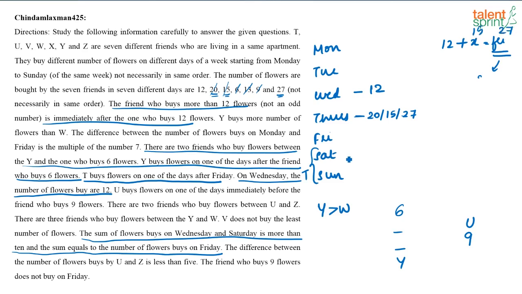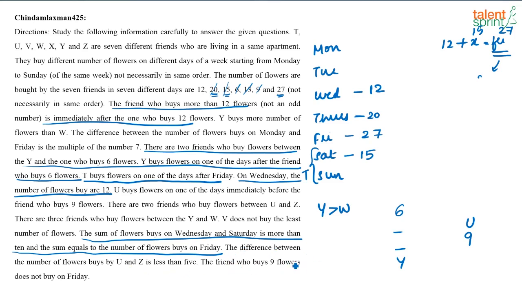So what is the number of flowers that is bought on Saturday? It is 15, and the number of flowers that is bought on Friday is 27. Now if we have got this, what is the number of flowers that is bought on Thursday? These two are gone. Friday is 27, Saturday is 15, so Thursday will be 20. So we have frozen till this. Now the difference between the number of flowers that is bought by U and Z is less than 5.